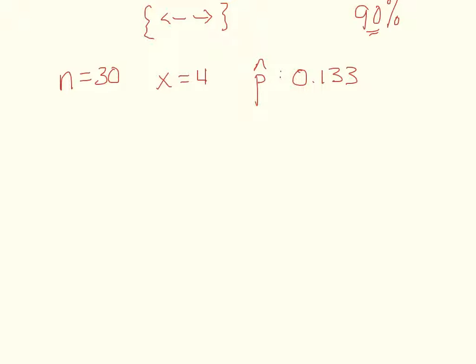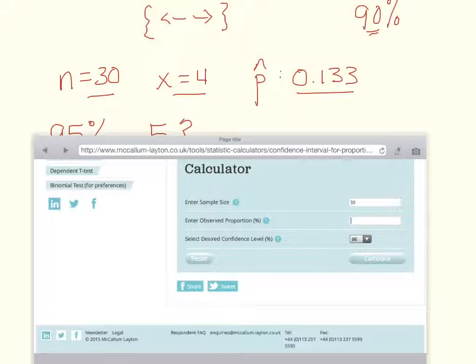So what we want to do is, we want to decide what is our margin of error. So for this problem, what we're going to say is we're going to build a 95% confidence interval. So we need to find that margin of error that is associated with these numbers of n equals 30, x equals 4, and our p hat of 0.133.